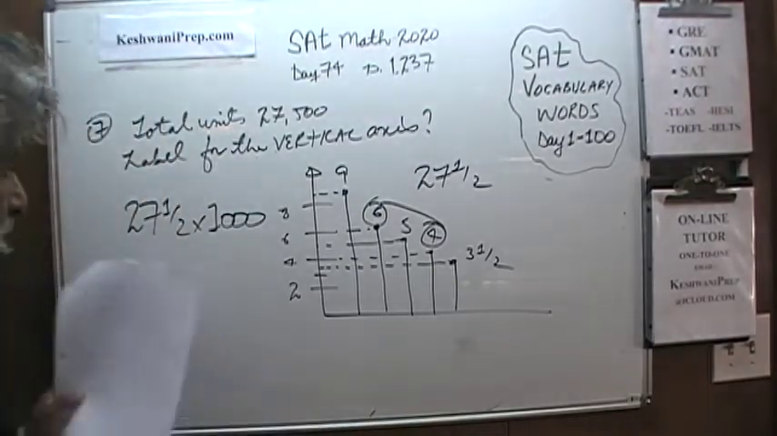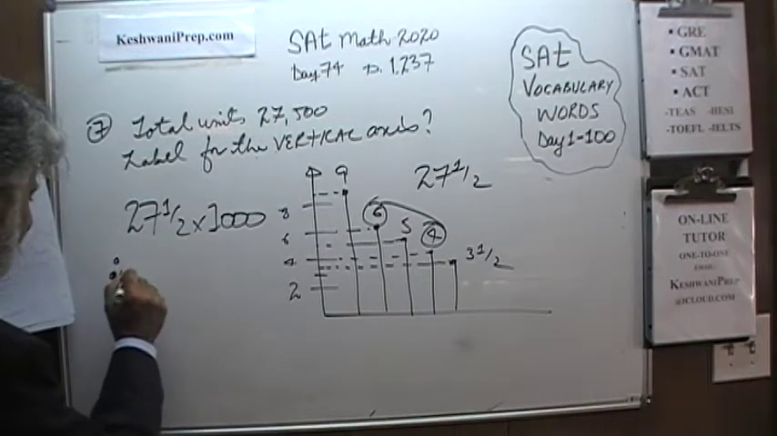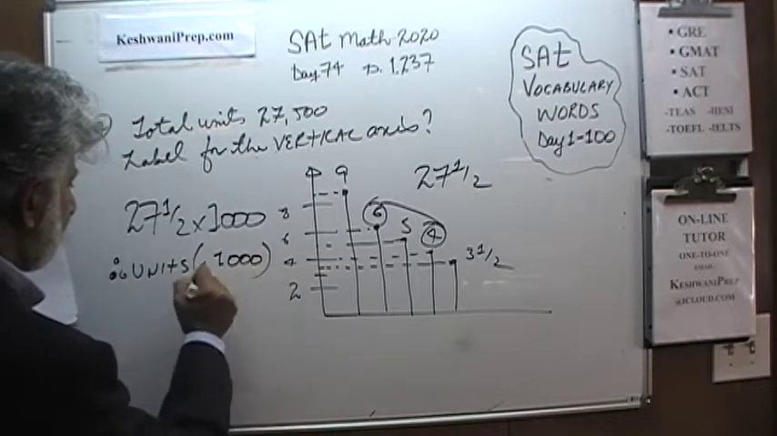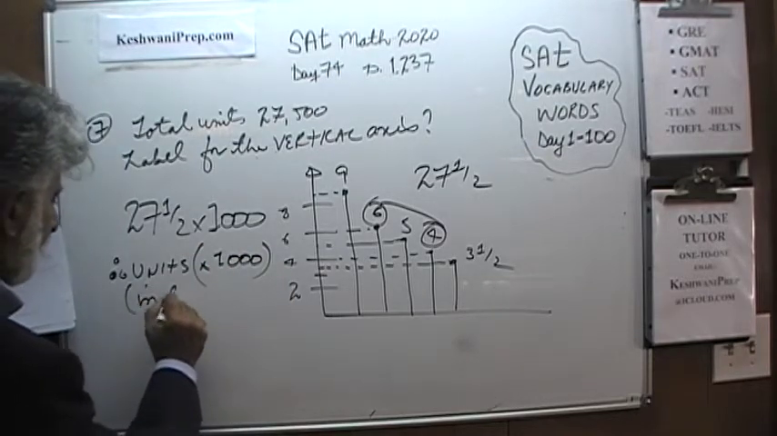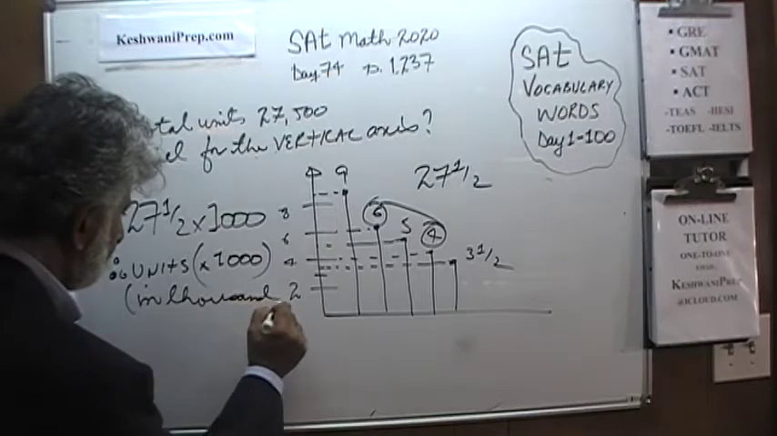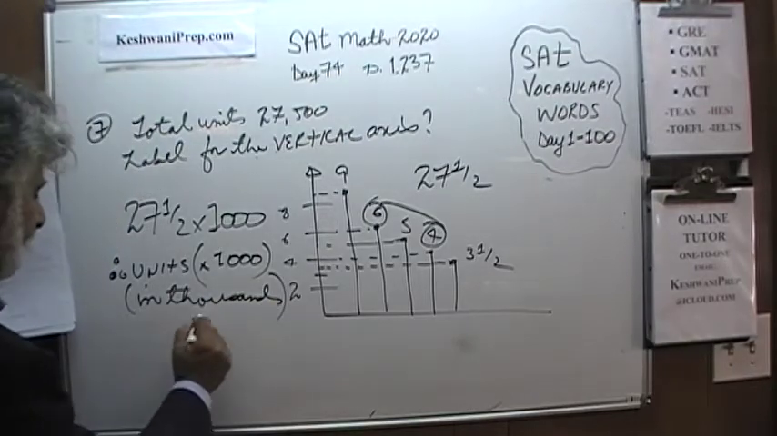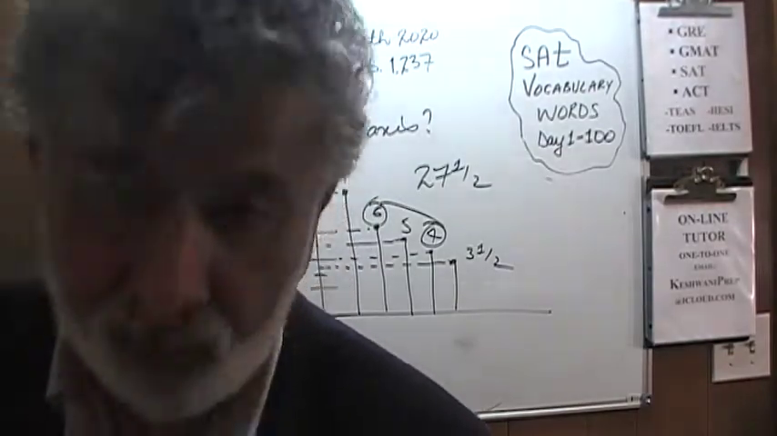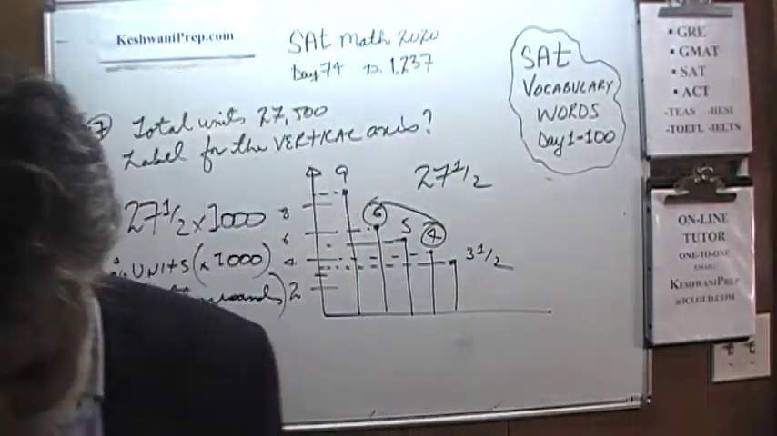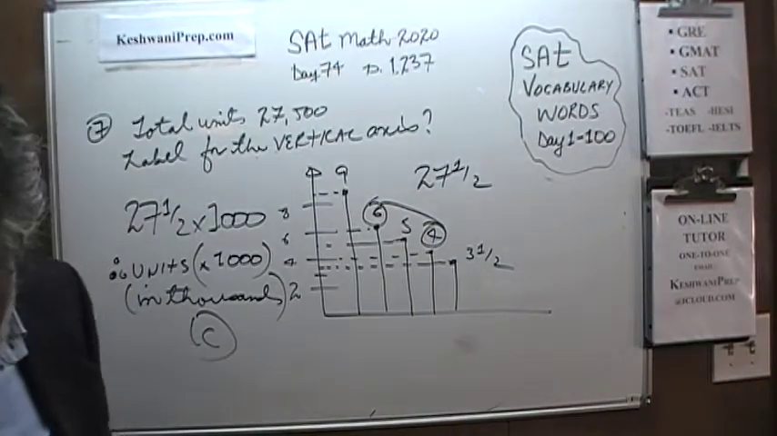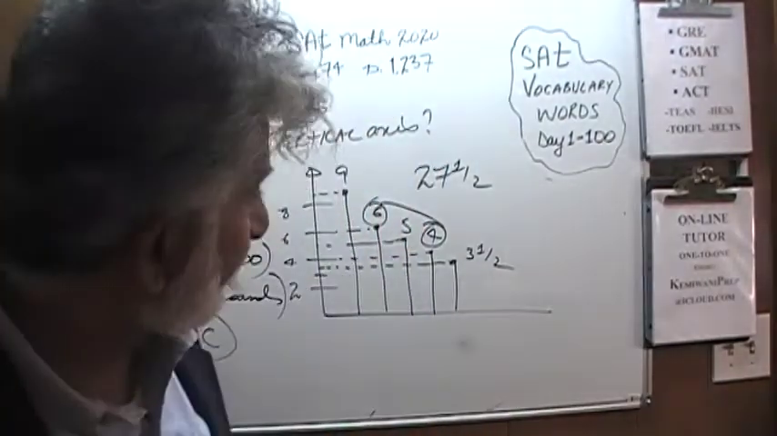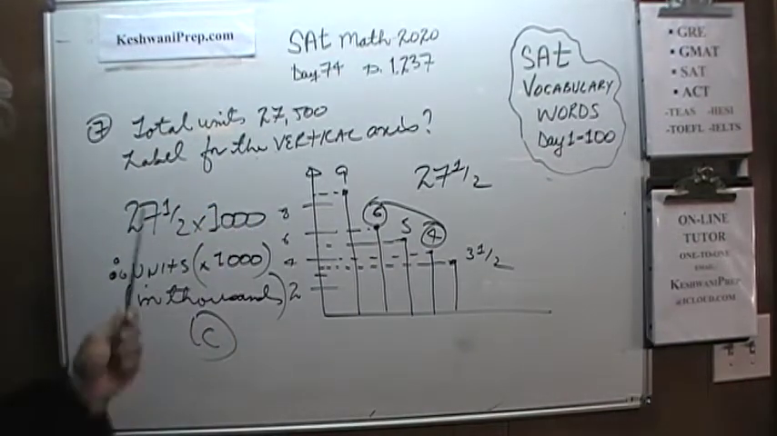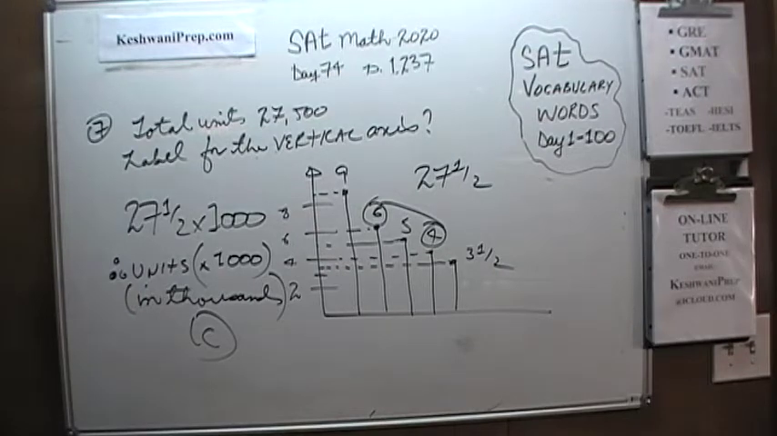In other words, what we're showing on the y-axis has to be multiplied by 1,000, which means we are showing units in thousands. The answer is C. Number of installations in thousands. Not in tens of thousands, not in hundreds, or in 10, but in thousands, because 27.5 times 1,000 will give us the total number of units that we have. That was number 7. Let's look at number 8.